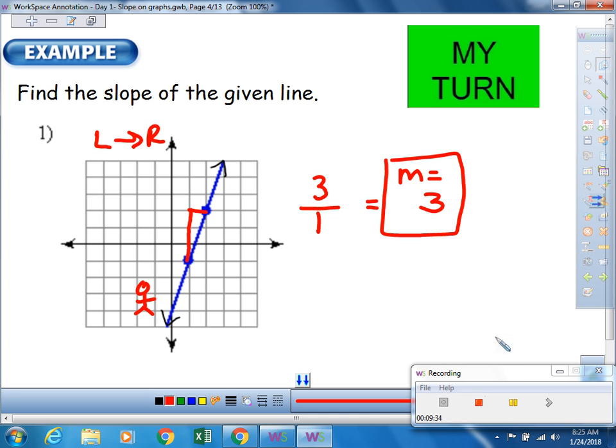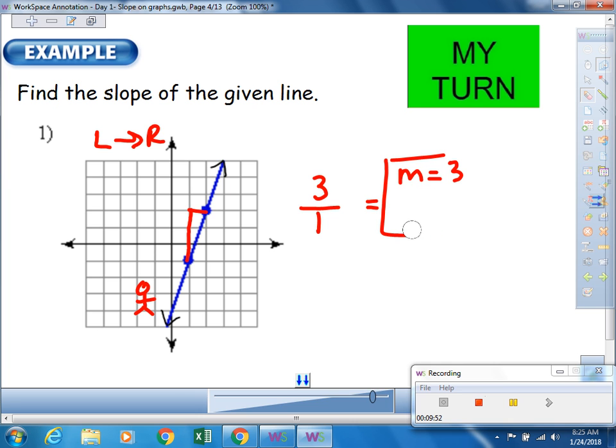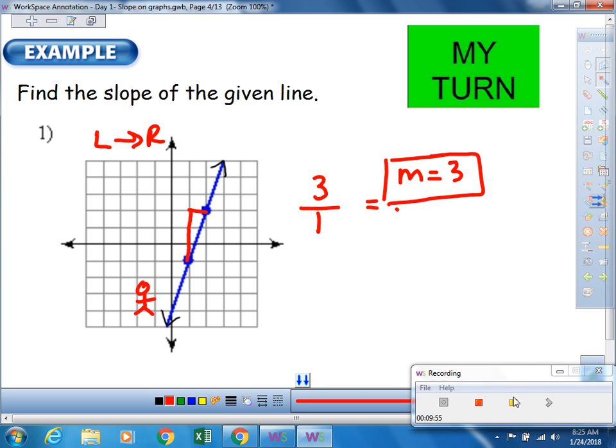Question? The what? The what? M equals 3. No, you mean you want to go right here, right? Yeah. No, I just wrote it. Yes. All right.